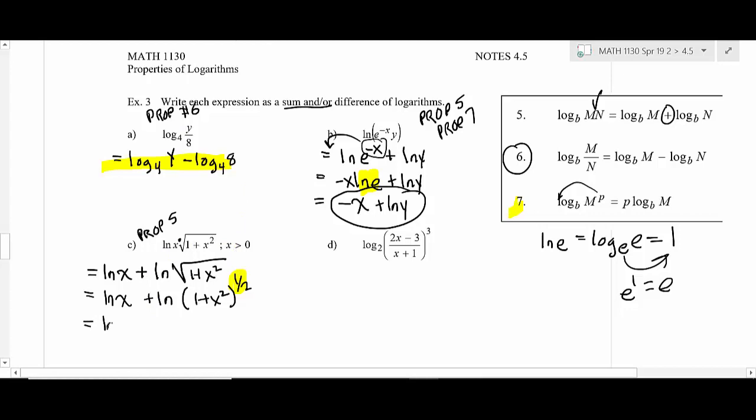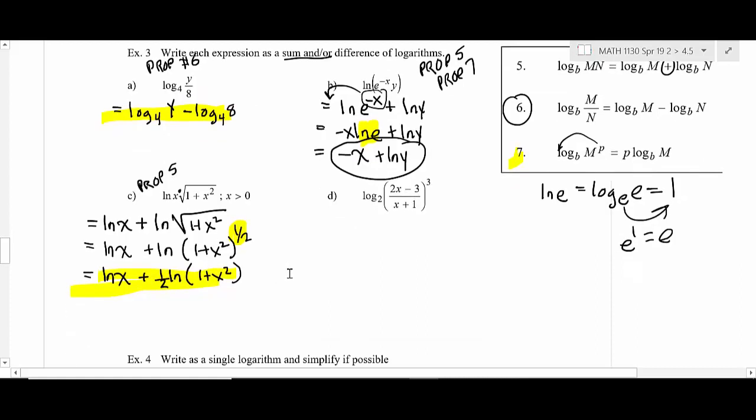So you would have ln x plus 1/2 ln of 1 plus x squared, like that. And then that would be as far as you'd want to take that. Okay, just break that up as far as you possibly can. All right.